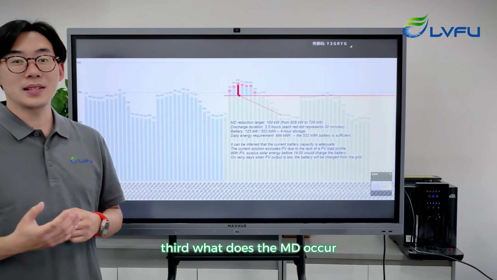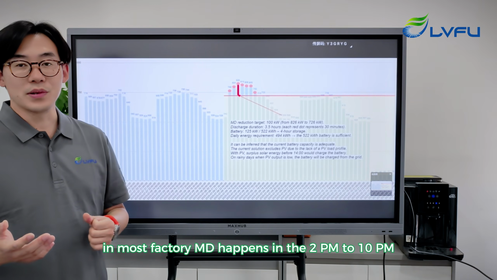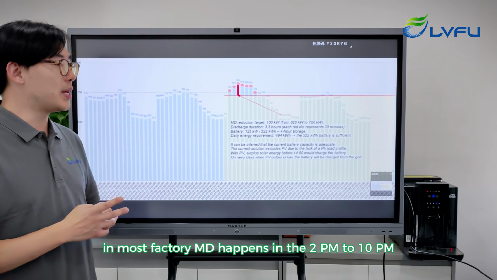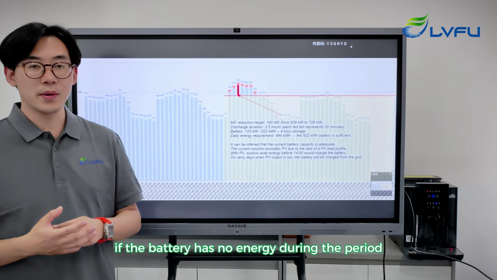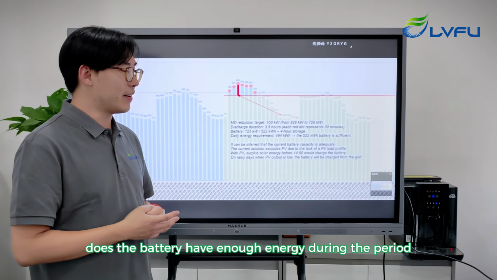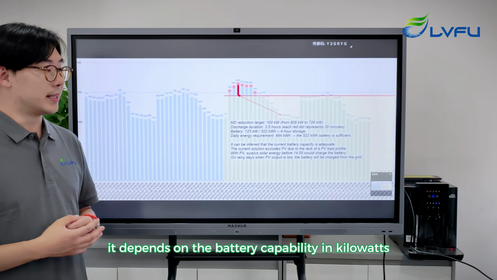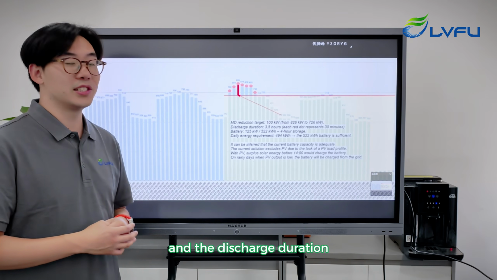Third, when does the MD occur? For example, in most factories, MD happens from 2 p.m. to 10 p.m. If the battery has no energy during the period, it cannot help. Fourth, does the battery have enough energy during the period? It depends on the battery capacity in kilowatt-hours and the discharge duration.